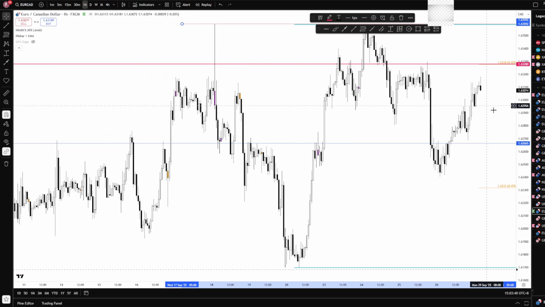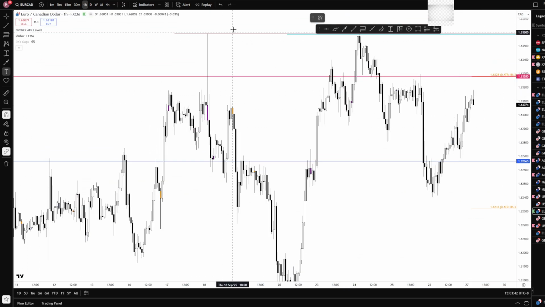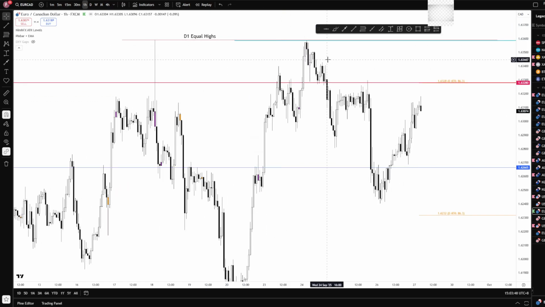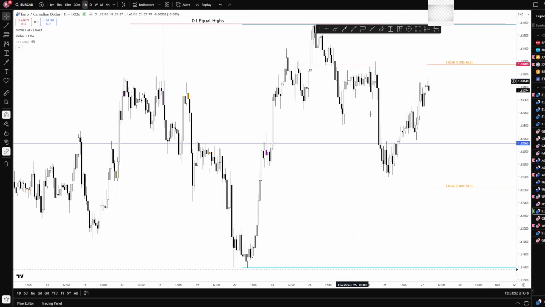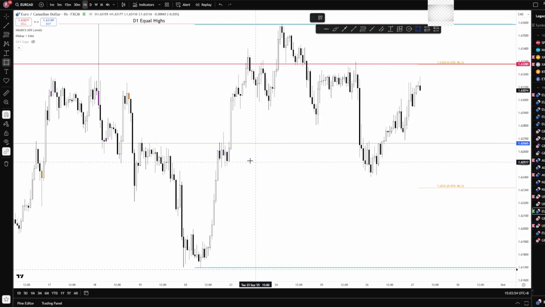Price went very close to the level, you can see, but did not take it out, and eventually retraced. So mark out day one equal highs. During the retrace, I marked up my level like this. By the way, this is a daily level.